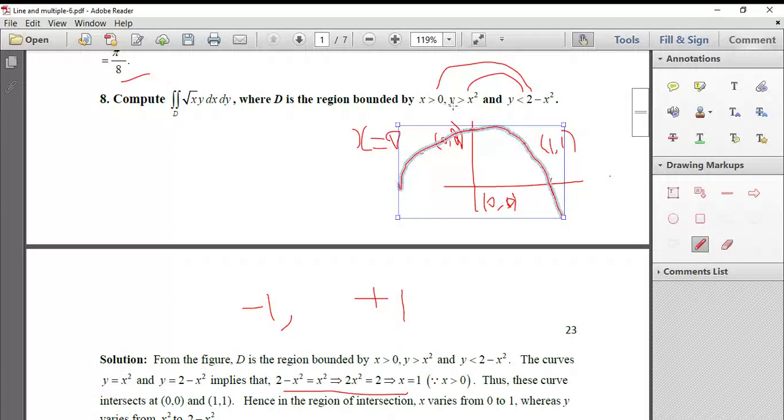Next, let us draw the curve y is equal to x square. When x is 0, your y is also 0, this point. When x is 1, what is your y? It is also 1, this point. When x is 2, your y is 4. So that will be a curve like this.